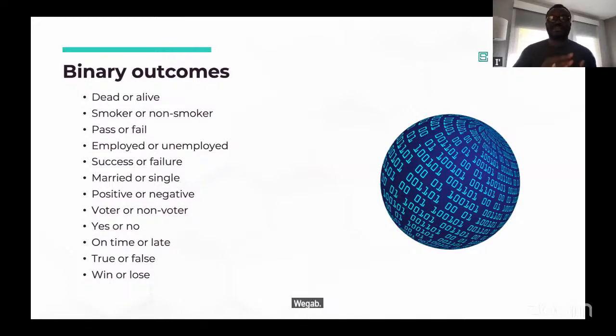We need to understand the concept of binary outcomes. Binary outcomes are outcomes that you have 0 and 1. So for example, dead or alive, smoker or non-smoker. And this is important for many kinds of regressions that require a binary outcome. So for example, if you're using probit regression, if you're using binary logistic.